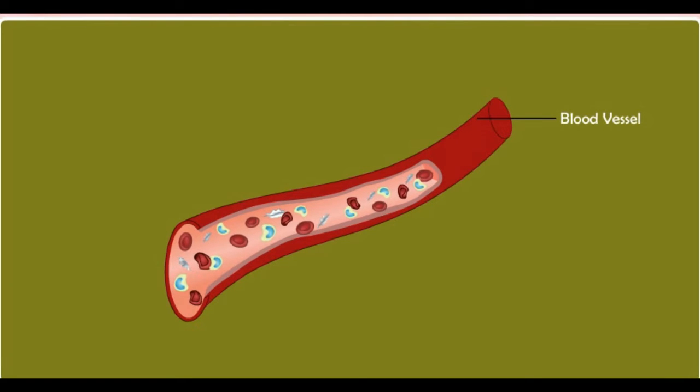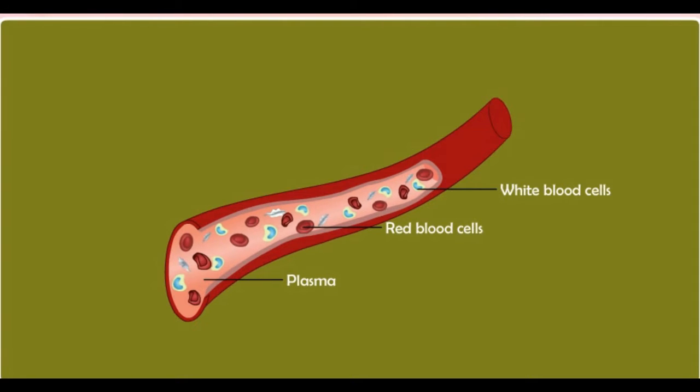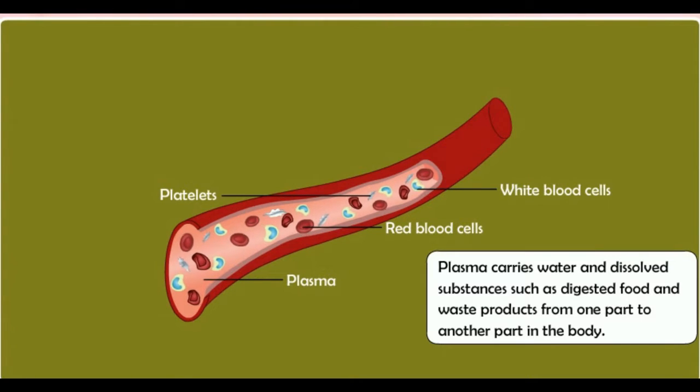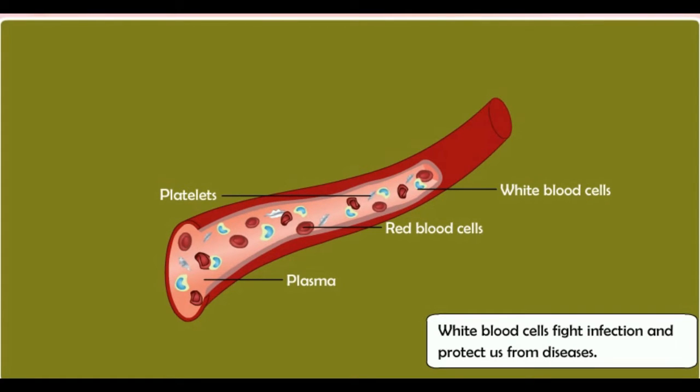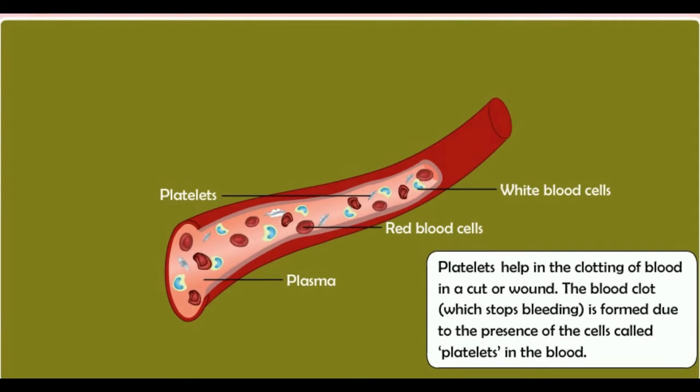Blood consists of 4 components: plasma, red blood cells, white blood cells and platelets. 1. Plasma carries water and dissolved substances such as digested food and waste products from one part to another part in the body. 2. Red blood cells carry oxygen from the lungs to all the cells of the body. 3. White blood cells fight infection and protect us from diseases. 4. Platelets help in the clotting of blood in a cut or wound.